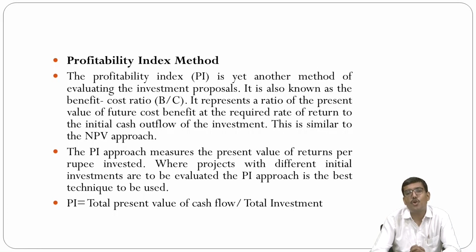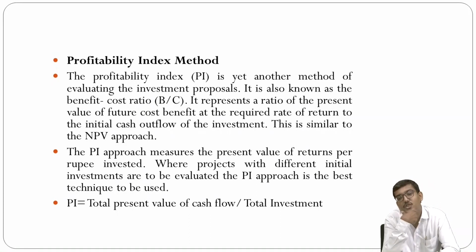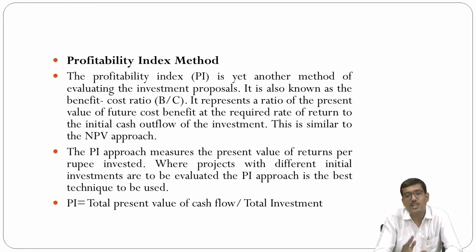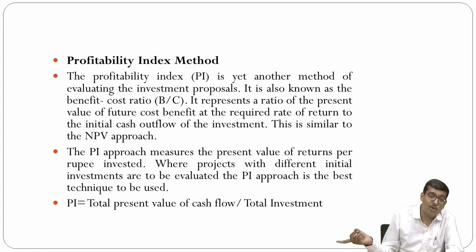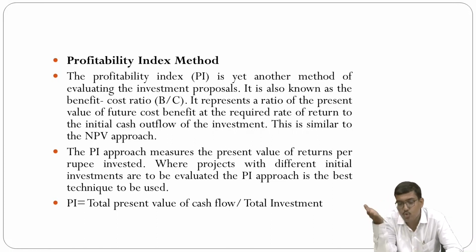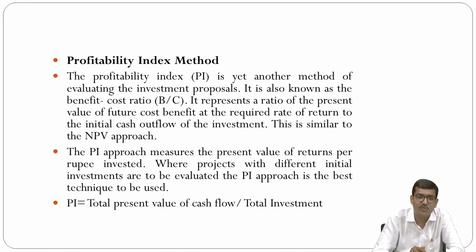It represents the ratio of the present value of the future cost benefit at the required rate of return to the initial cash outflow of the investment. This is similar to your NPV approach. In formula terms, the profitability index is equal to the total present value of cash flow divided by total investment. In net present value, we take the total present value of cash flow minus total investment. Here you divide by your total investment, and then you get your profitability index.